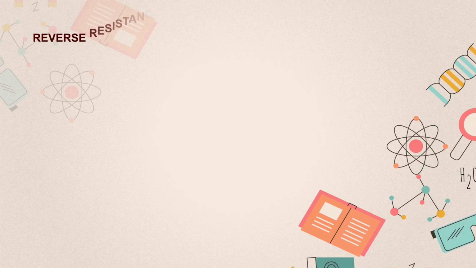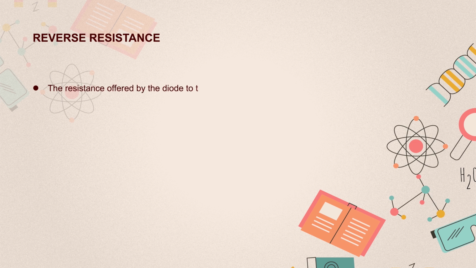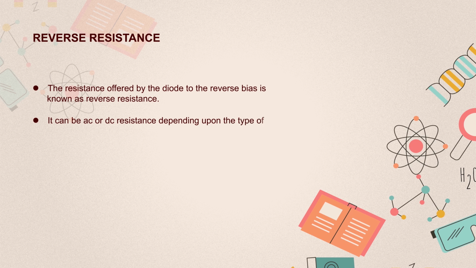Now, the second resistance is the reverse resistance. The resistance offered by the diode to the reverse bias is known as reverse resistance. It can be AC or DC resistance depending upon the type of supply. So, like the forward resistance, reverse resistance can again be of two types, AC resistance or DC resistance. Ideally, the reverse resistance of a diode is infinite.